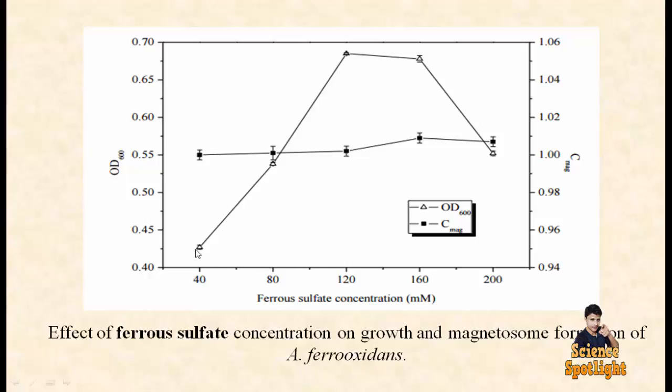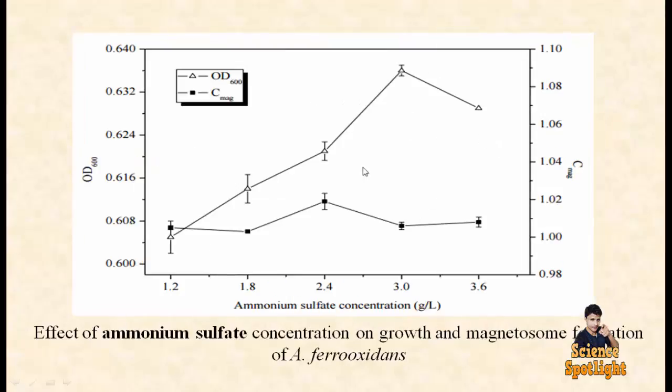Here you can see, as the concentration of the ferrous sulfate increased from 40 to 120 millimolar concentration, the formation of magnetosome is extremely increased. But after more than 160 millimolar concentration, the magnetosome formation is reduced. In this graph, you can see the effect of ammonium sulfate on growth and formation of magnetosome.